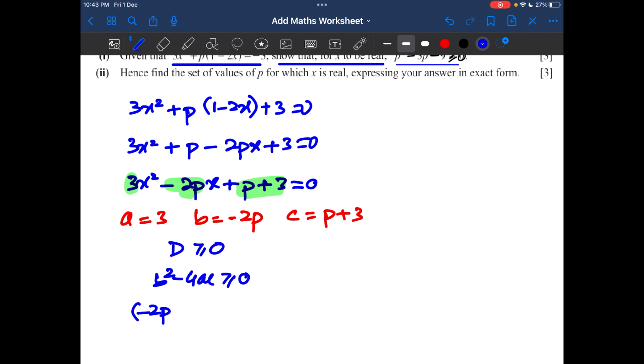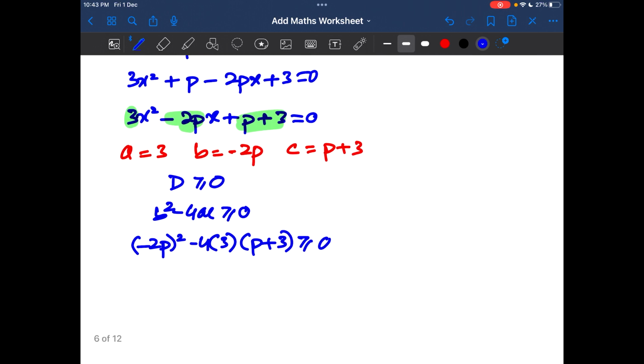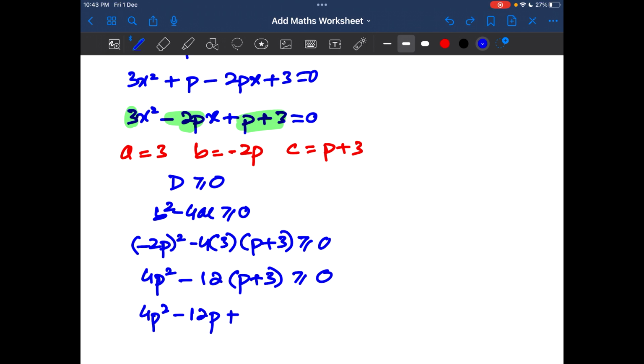So what is the b square? Minus 2p whole square. What is the value of a? A value is 3. What is the value of c? It is p plus 3, greater than equal to 0 here. Minus 2p square is 4p square. Minus 2 square is positive. 2 square is 4. P square is p square here. Minus 4 into 3, 12. Let's just do this multiplication step by step. Again, I'm repeating it. Minus square is plus. 2 square is 4. P square is p square. Now minus 12 multiplied by p is minus 12p, minus 12 multiplied by plus 3 is going to be minus 36, greater than equal to 0.